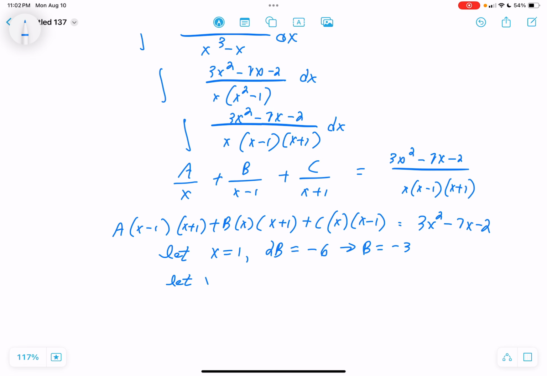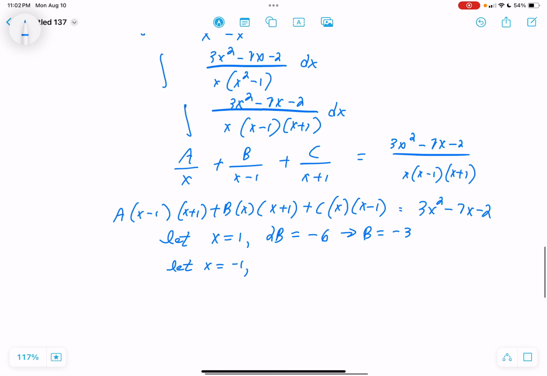Then I'm going to let x equal negative 1. Well, what happens then? My a term cancels, my b term cancels, and I'm left with c. And specifically, I am going to have 2c, right? Yep, 2c equals 3 plus 7 this time, which is 10, minus 2, which is 8, and therefore c must equal 4. Lastly, I'm going to let x equal 0. That will cancel my b and c out, and then I get a equals negative 2.